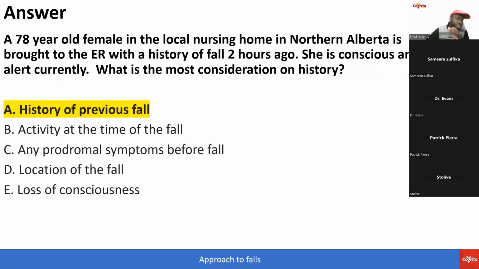Any prodromal symptoms before the fall is important. Location of the fall is important. Loss of consciousness is important. But the most important consideration is a history of previous fall.